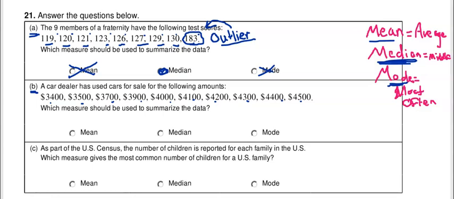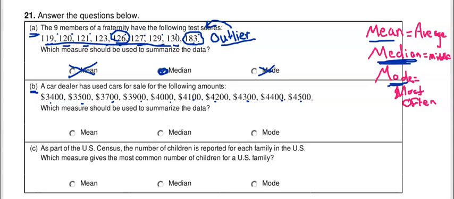So let's see, 1, 2, 3, 4, 5, and 1, 2, 3, 4, 5. So I'm counting in from both sides. So 126 is a pretty good representation of all of the rest of the numbers. So median would definitely be the best in this situation.